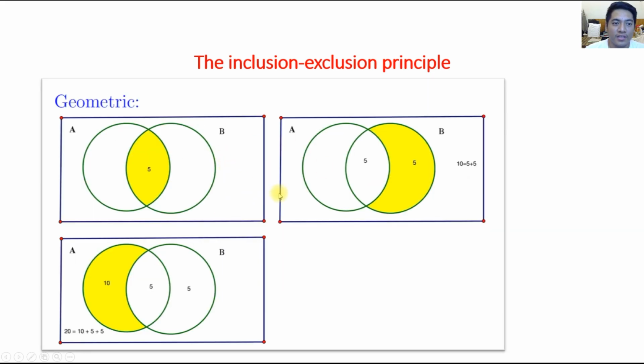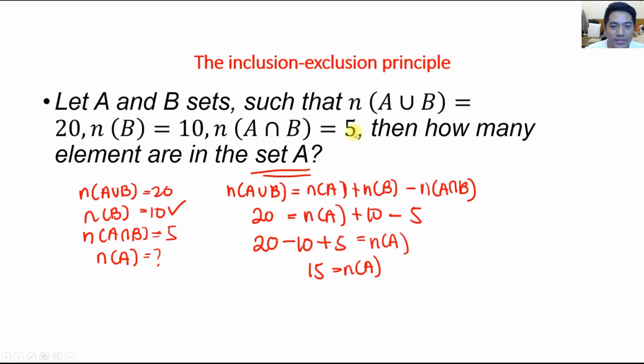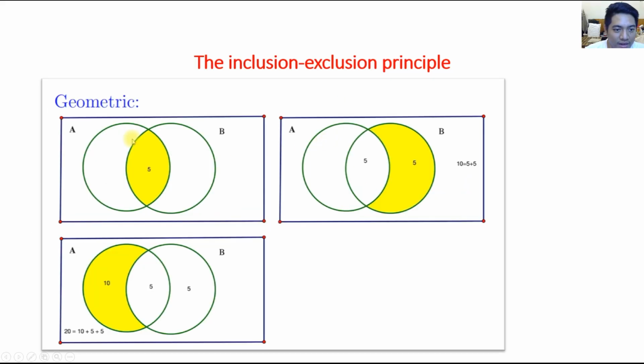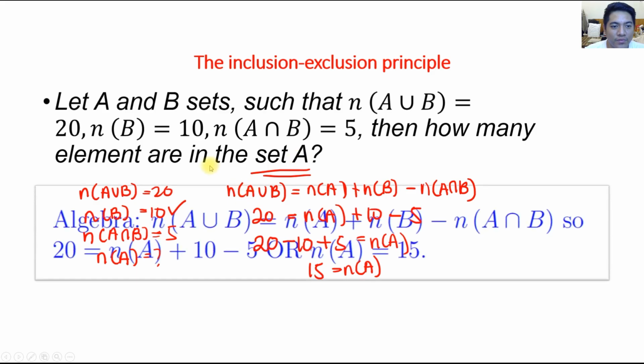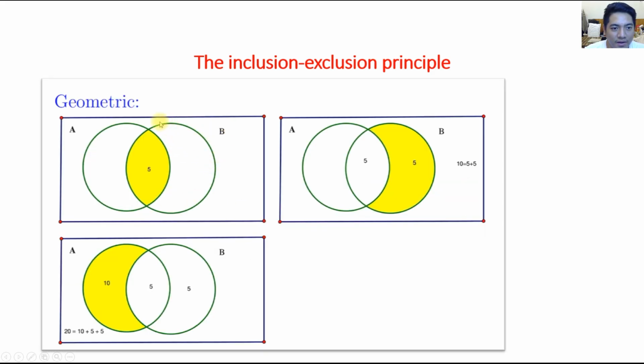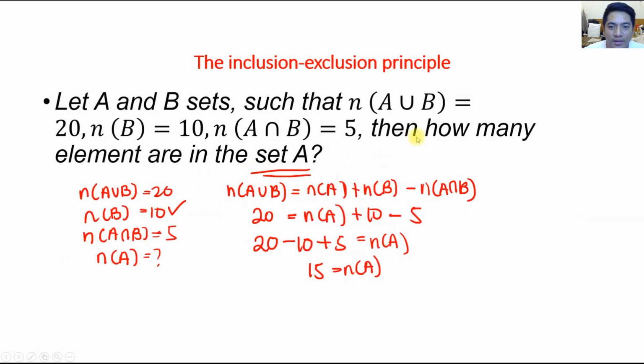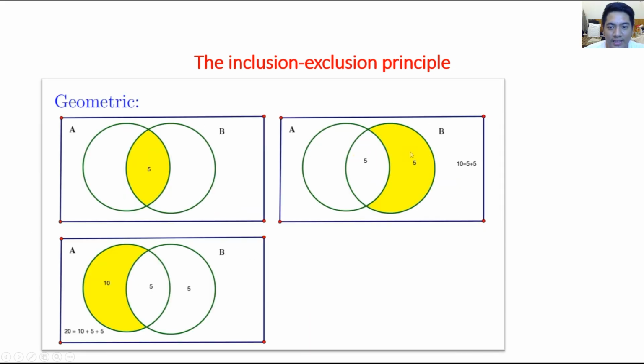Okay? This is the geometric representation of the inclusion-exclusion principle, wherein we have seen that the intersection is 5. So if we draw it graphically, we have set A and set B with the intersection of 5. In order for us to get the elements only in the set B, we subtract that 5 from the elements present in B itself, which is 10. So 10 minus 5, that is 5 here, for only the B.